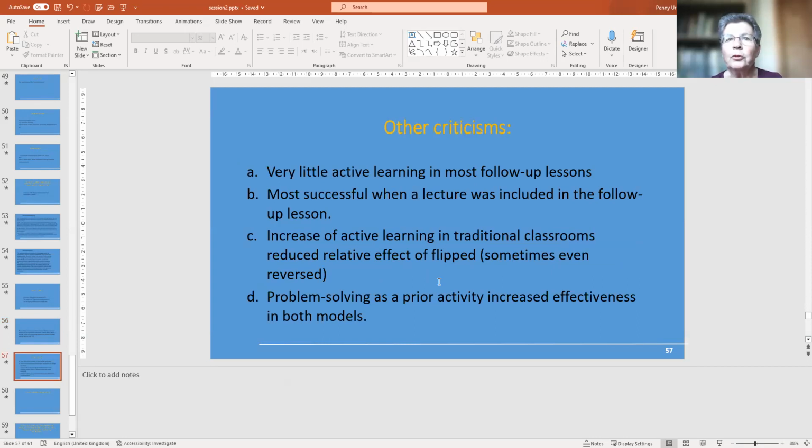Other criticisms, and the interesting one is B, isn't it? In their review of the research on the flipped classroom, they found that it was most successful when a lecture was included in the follow-up lesson. It wasn't just interaction, but it also included input. And D, which is what you said before, problem solving as a prior activity increased effectiveness in both models. So really interesting, and I recommend reading this.